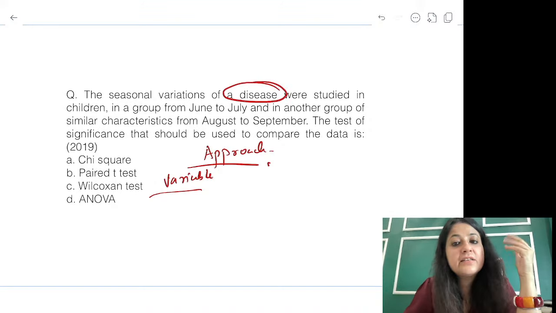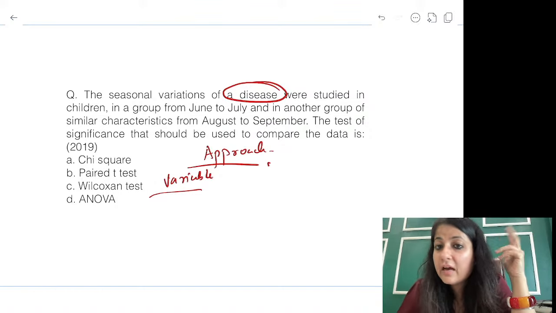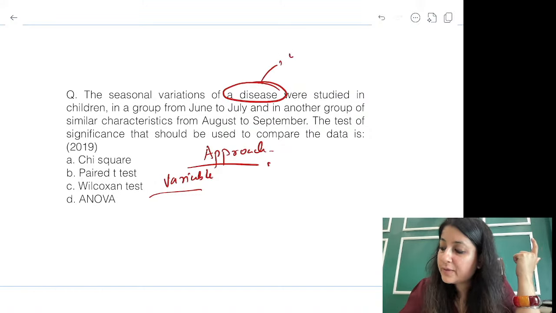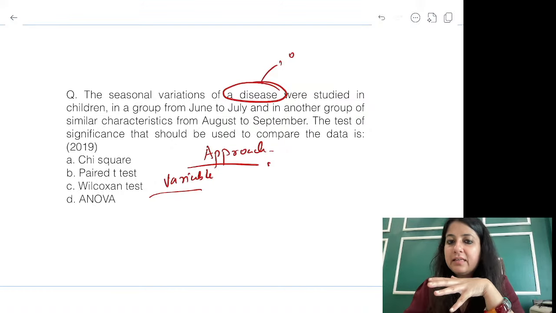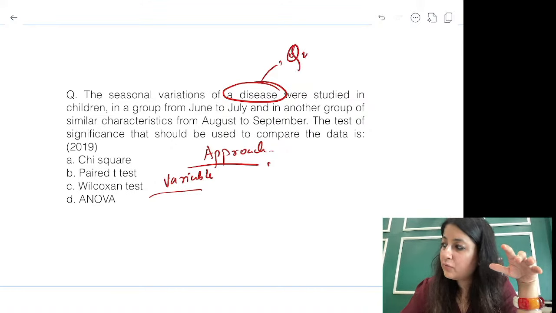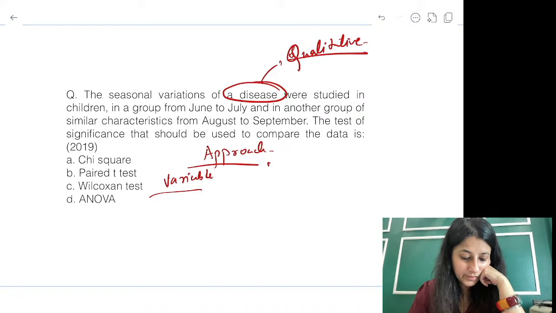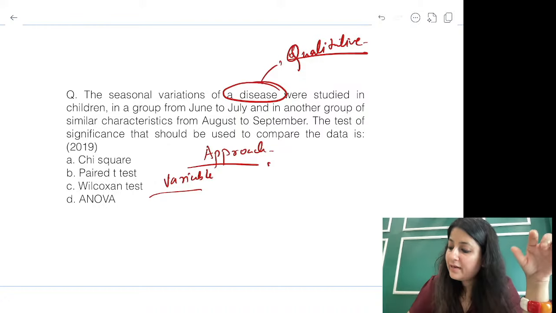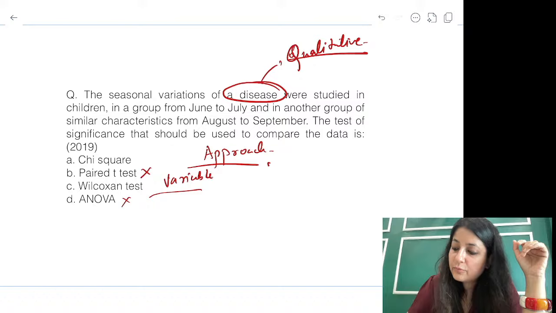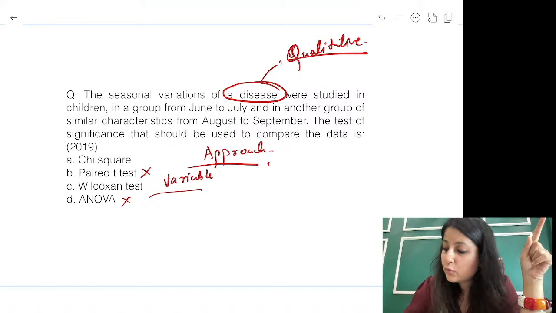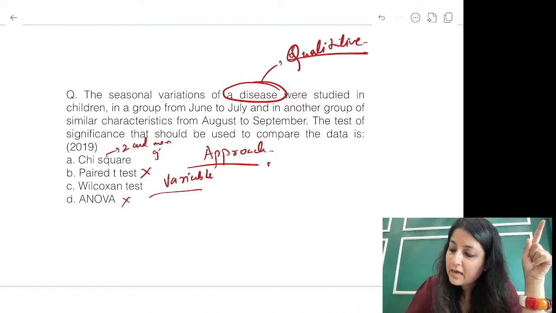Now disease, is it quantitative or qualitative? Of course, do you have hypertension? It is qualitative. You can express so many people have a disease. So when you have to talk about disease, it is qualitative. So you will remove paired t-test. You will remove ANOVA. Now chi-square is used for two and more groups. Okay? And Wilcoxon is used for one group.